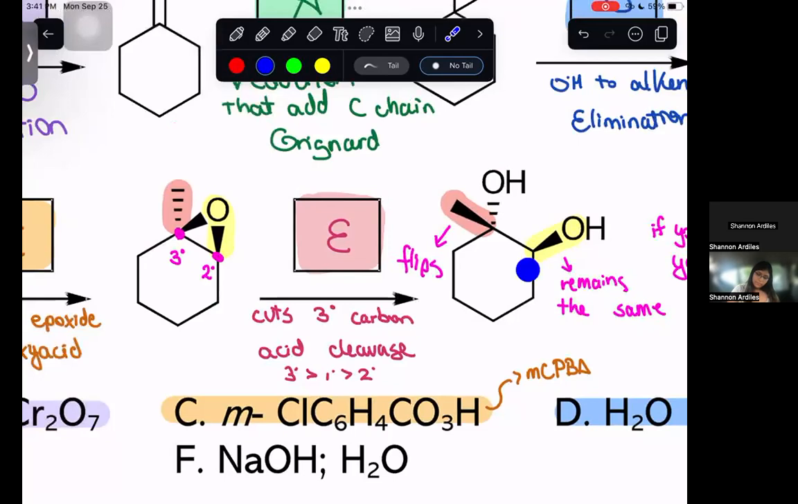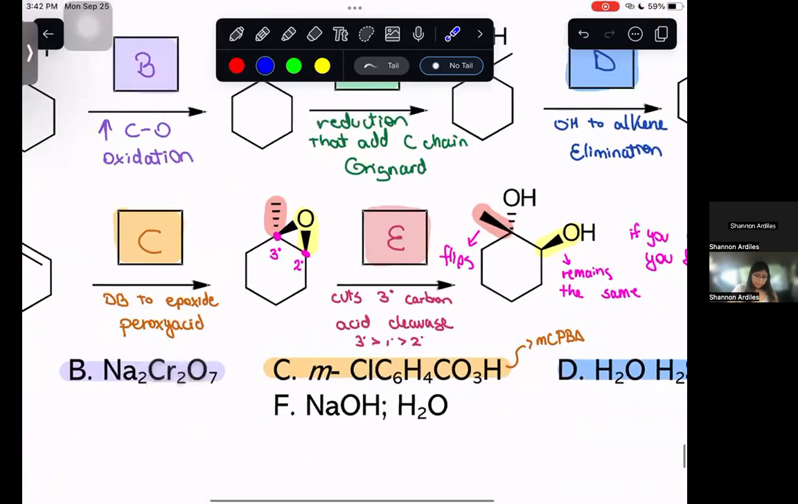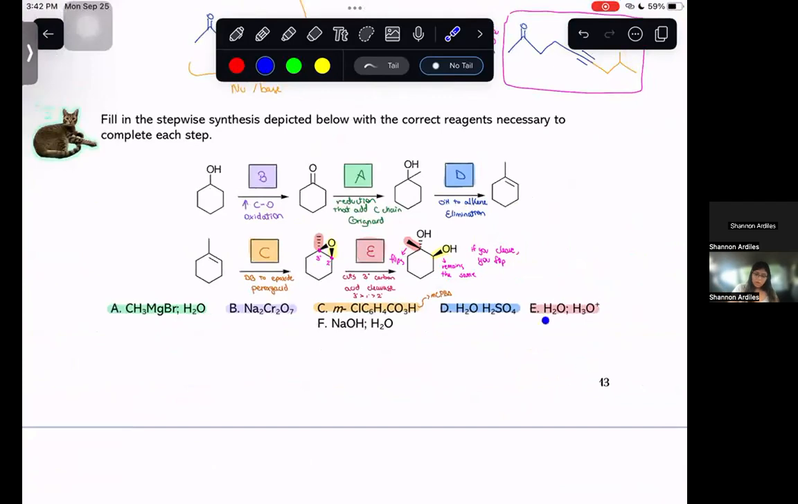So in this case, this bond in here is a wedge, and originally it was a wedge as well. So that means that I'm retaining that one. And then here, the little methyl group is on a wedge in the product, and we started with it on a dash bond. So remember, for epoxide cleavage, if you cleave, you flip. So that means that I'm cleaving the tertiary carbon. The only one that's going to prefer to cleave the tertiary carbon is an acid cleavage. So that's why we're just going to be looking for an acid in here. So it's going to be option E.